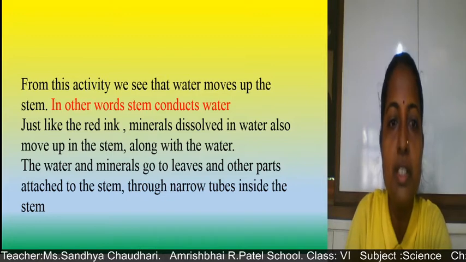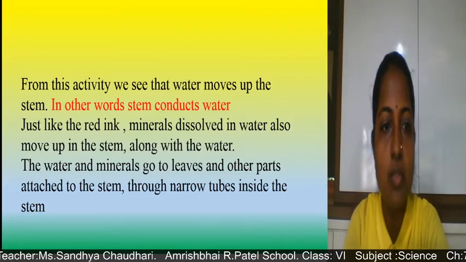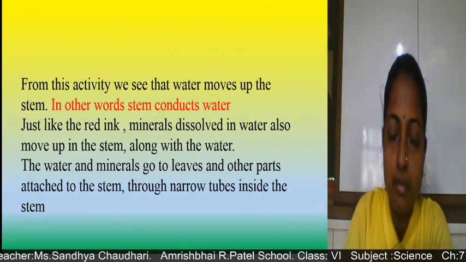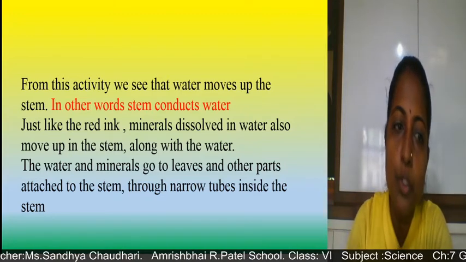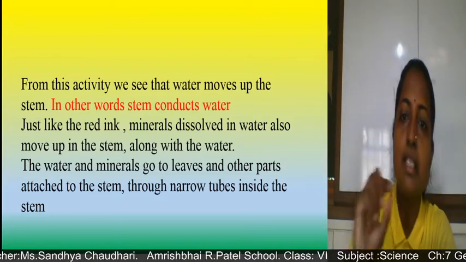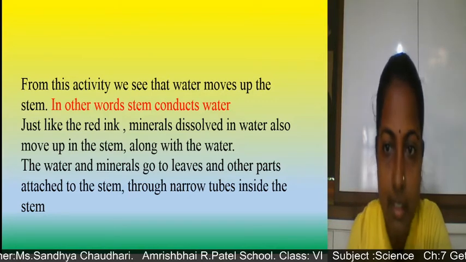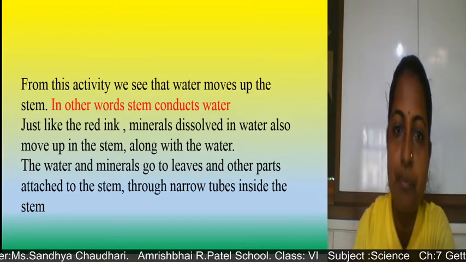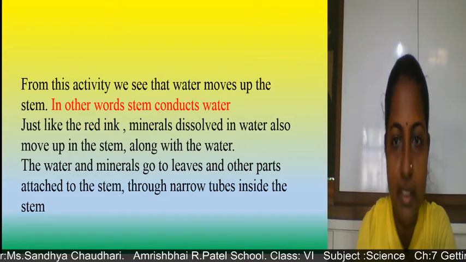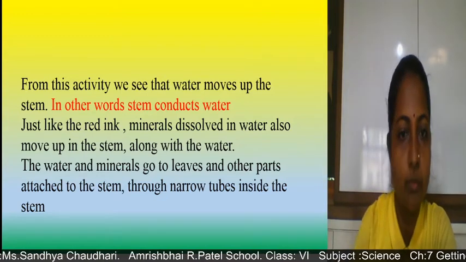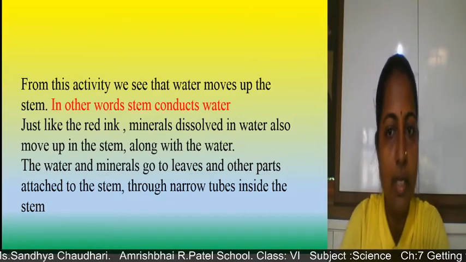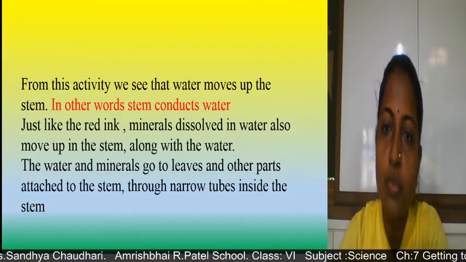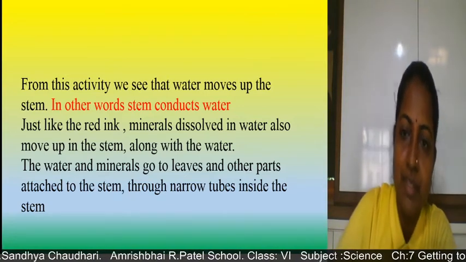The water and minerals go to the leaves and other parts of the plant attached to the stem through narrow tubes inside the stem. Inside the stem, very thin narrow tubes are there, just like hair-like structures, but hollow from inside. Through them, water and dissolved minerals are transported from one part of the plant to another, from the roots to other parts of the plant.